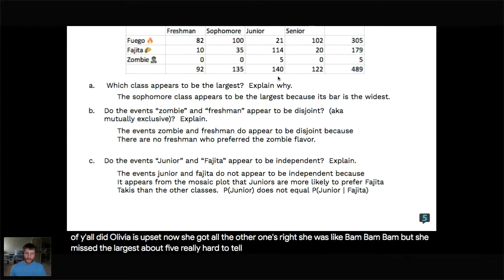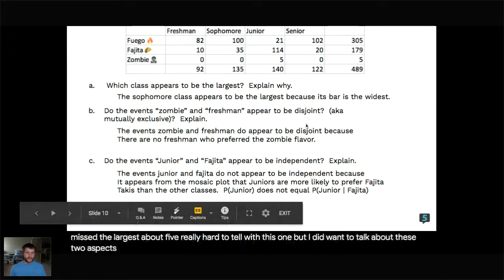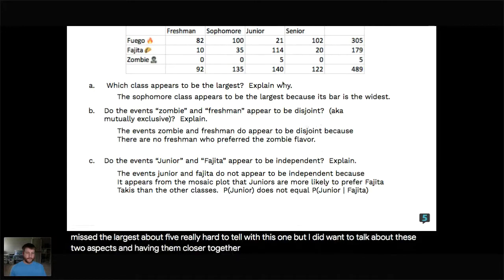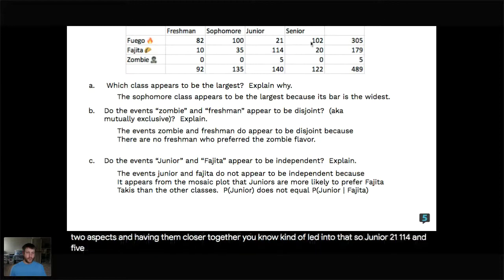Really hard to tell with this one. But I did want to talk about these two aspects and having them closer together kind of led into that. So junior 21, 114, and 5, senior 102, 20, and then no zombies. So total of 489. So forget my answer on A because it's wrong.